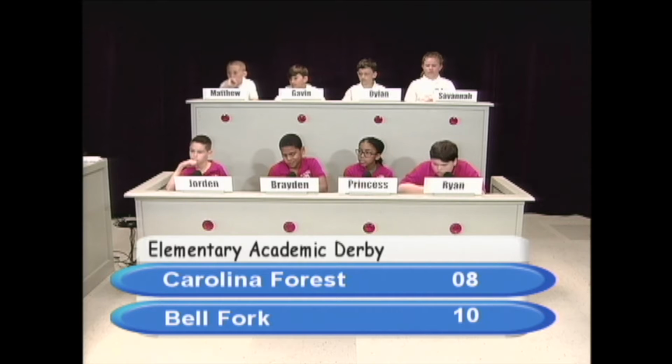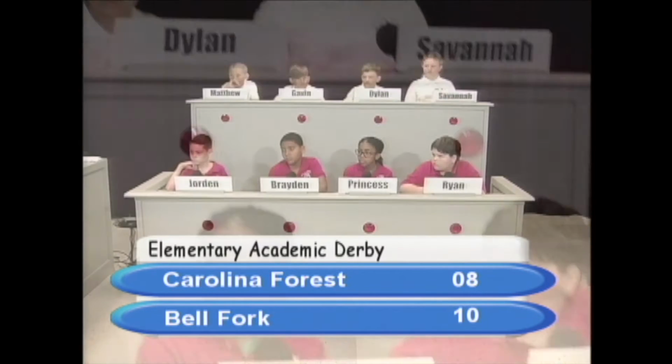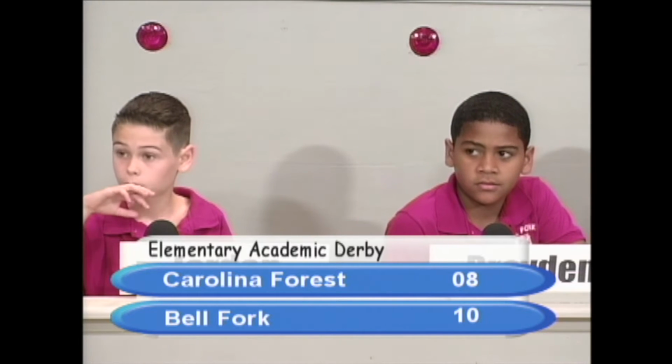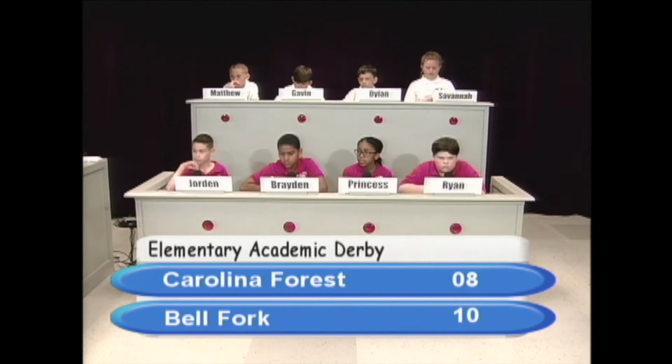Carolina Forest geography. What Atlantic island nation has Reykjavik as its capital? Is it Iceland, Greenland, Ireland, or Scotland? Dylan? Greenland? Not Greenland, but that's a good try. Belfork? Brandon? Iceland. Iceland. U.S. government, Belfork. Which department of the U.S. government is in charge of dealing with the governments of other nations? Carolina Forest. And that would be the Department of State.